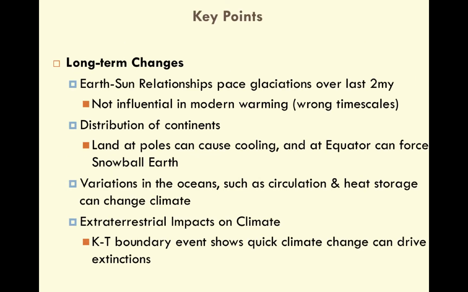Key points from this lecture: Earth-Sun relationships paced glaciations over the last 2 million years. But these are long timescale processes. These Milankovitch cycles are not influencing the modern record of temperature that we're seeing in the last 100 years or so. The distribution of continents has an effect over long timescales. Land at the poles can cause cooling because you're piling up snow and limiting the oceans from transporting heat poleward, and if you push a lot of continents into the equator, you can force snowball Earth at least a couple of times, 2 or 3 times over the course of history. Variations in the ocean, such as circulation and heat storage, obviously change climate. And finally, the real lesson from the extraterrestrial impact we looked at 65 million years ago at least shows that quick climate change can help drive extinctions.